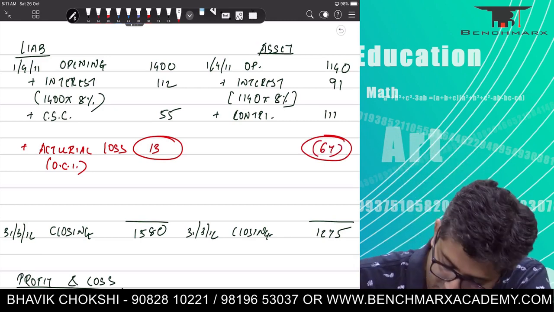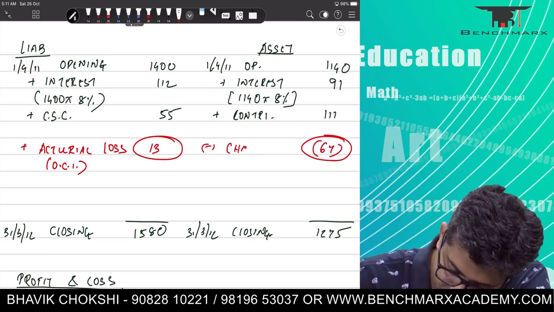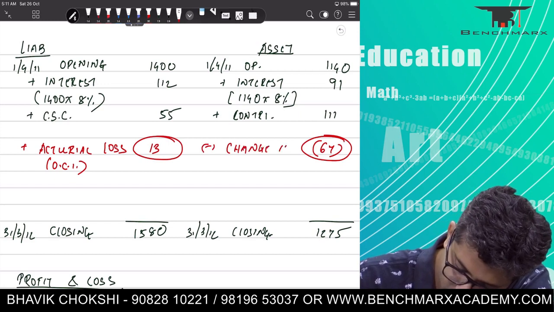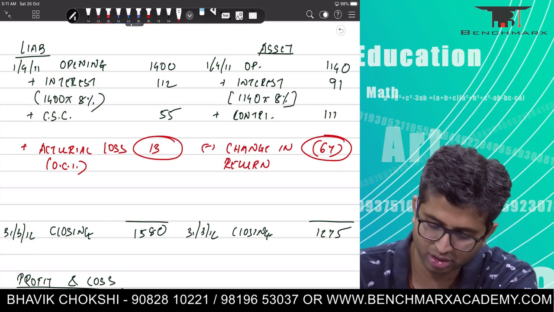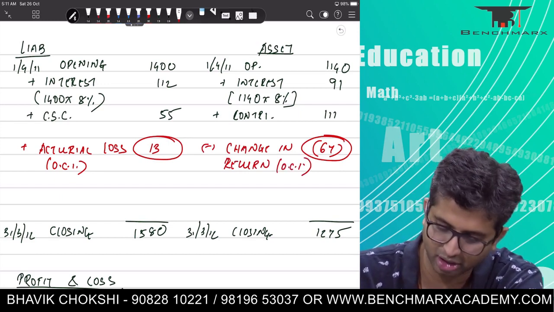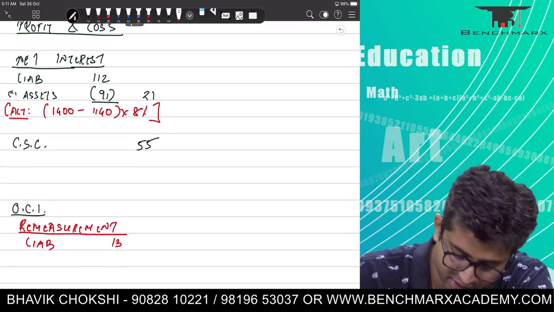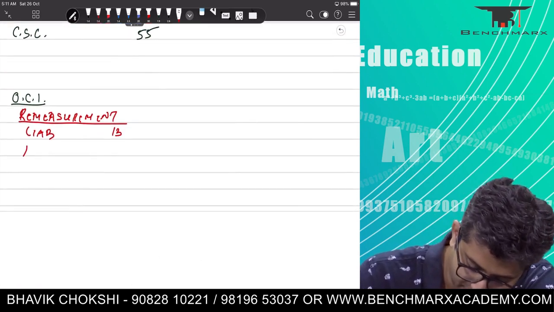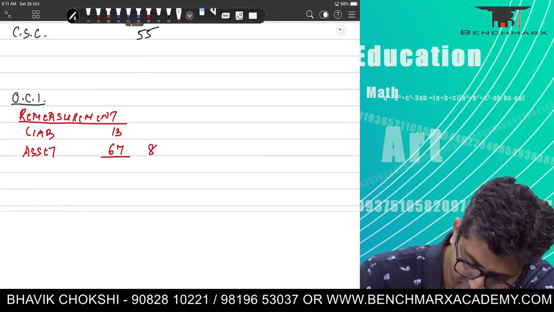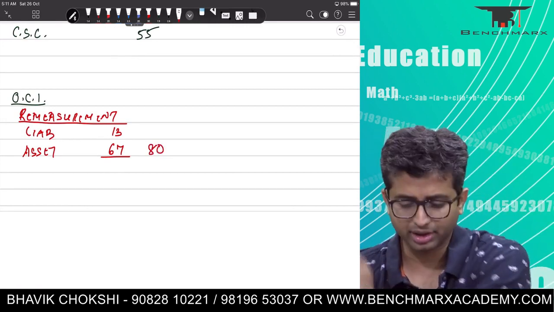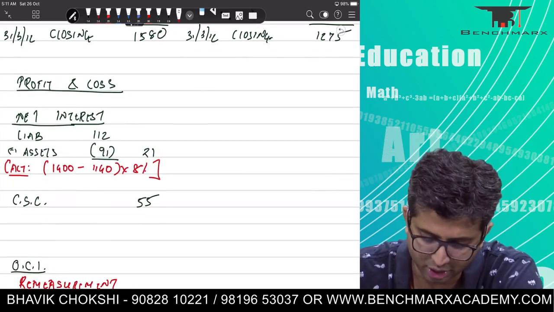This is a 67 reduction. This is change in return of the plan assets, which is in the other comprehensive income. This is 67. So this is on the plan assets. This is 67. If you total this up, this is 80. Okay. So that takes care of the entire question.